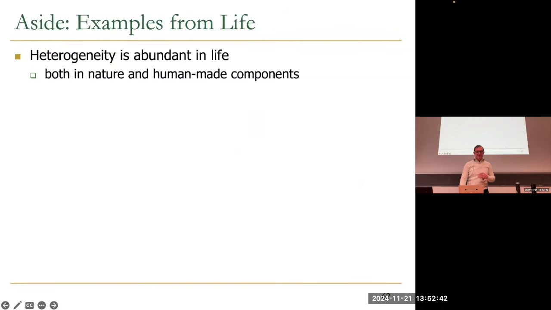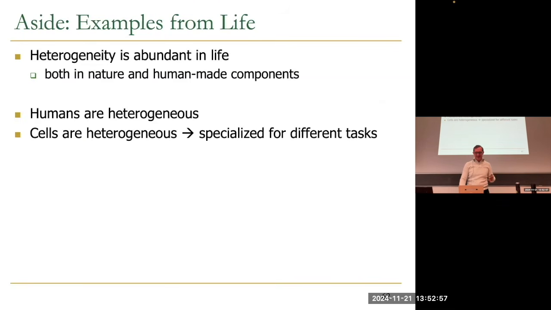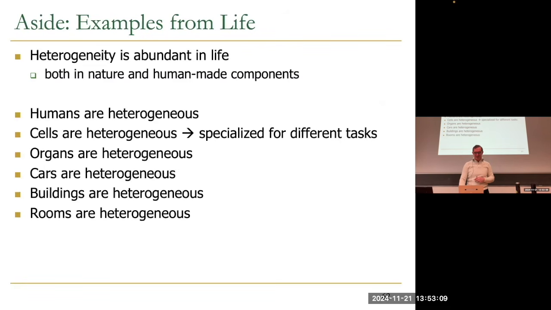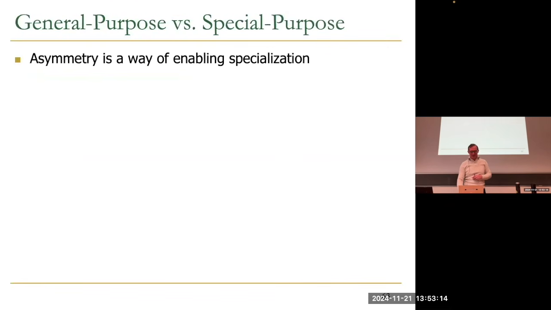Okay. There are also examples from real life that we could go through at length, but I will go through this again quickly. It's abundant in real life. We're all heterogeneous. Genomic variation, for example, and other variations. Cells are heterogeneous. I like this example also. These are specialized for different tasks. You have a lot of different cells. Organs are heterogeneous. Cars are heterogeneous. You can imagine why. The buildings are heterogeneous for different purposes. Rooms are heterogeneous, etc. Okay, I don't want to harp on this more. Okay, now let's go into a little bit more.